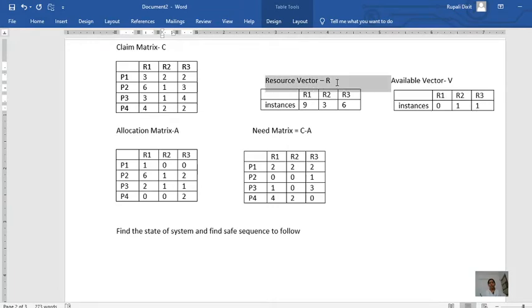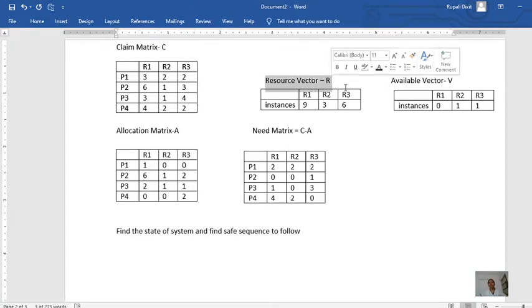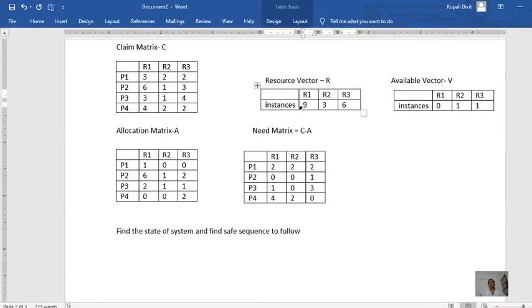Now the resource vector is given. The resource vector gives us the total number of resources present in the system at any given instance. So here the total resources present in the system are 9 instances of resource R1, 3 instances of resource R2, and 6 instances of resource type R3.